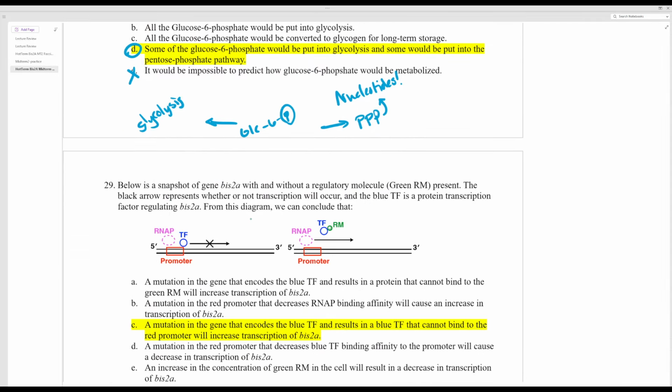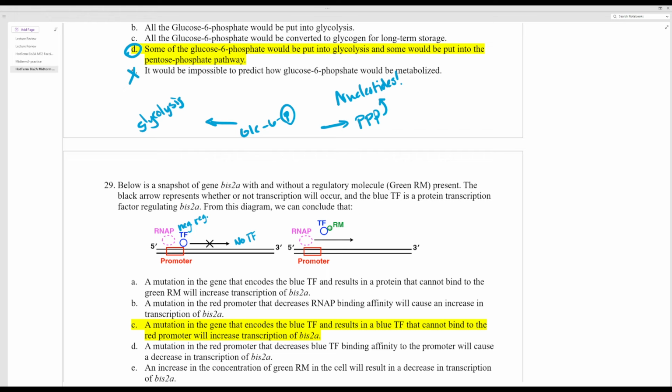29. Below is a snapshot of gene BIS2A with and without a regulatory molecule, green RM, present. So the black arrow represents whether or not transcription will occur, and the blue transcription factor is a protein transcription factor regulating BIS2A. From this diagram, we can conclude that, well, let's see. When the blue transcription factor is bound to the promoter, we do not get transcription. So the blue TF is a negative regulator.